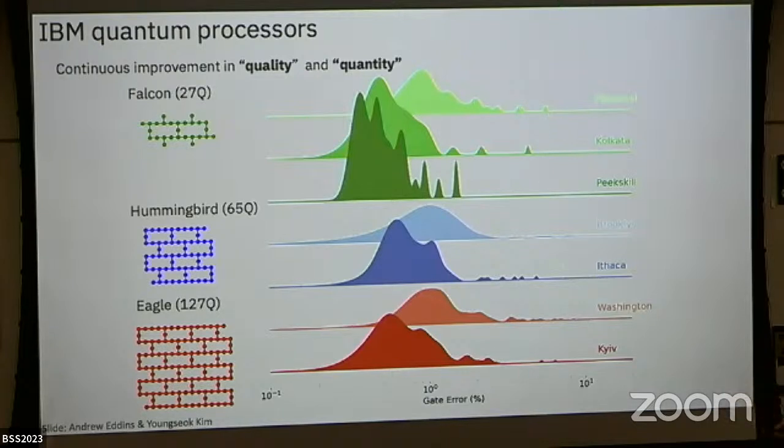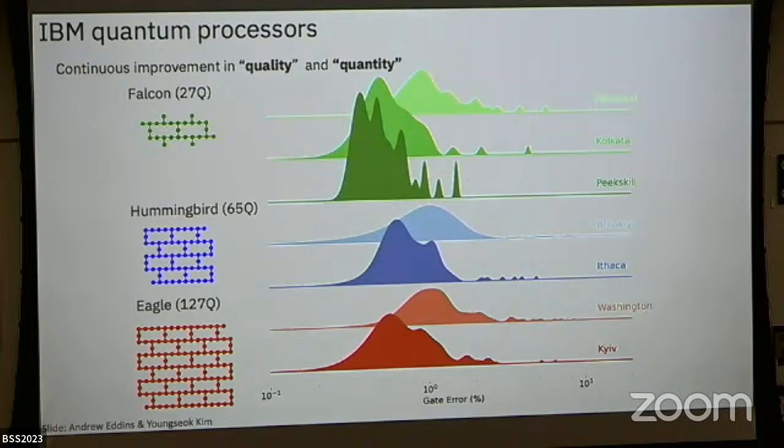Yeah, so what causes those errors is well understood. It's collisions, frequency collisions. Usually it can also be materials defects, but usually it's not those things. Usually it's frequency collisions and two-level system defects in the solid state material.